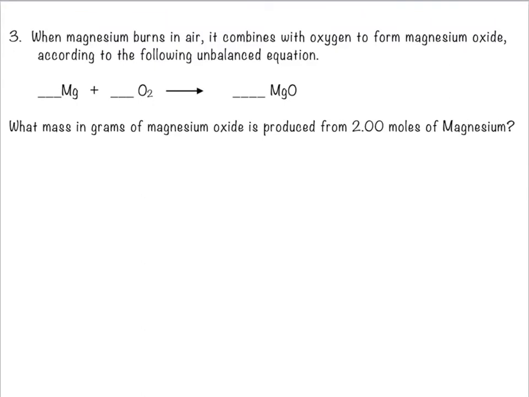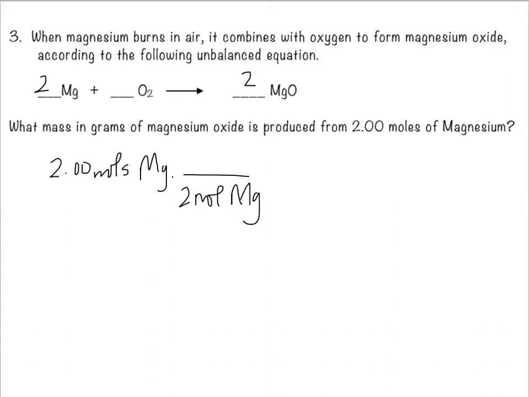Another normal stoichiometric problem. We have to balance the formula equation. If I put a 2 in front of the magnesium and a 2 in front of the magnesium oxide, we should be good. He wants to know the mass of magnesium oxide produced from 2 moles of magnesium. So we know we have 2 moles of magnesium. Well, we can go straight to the mole ratio since we already know moles. According to the balanced formula, for every 2 moles of magnesium, we get 2 moles of magnesium oxide. Moles of magnesium are gone.